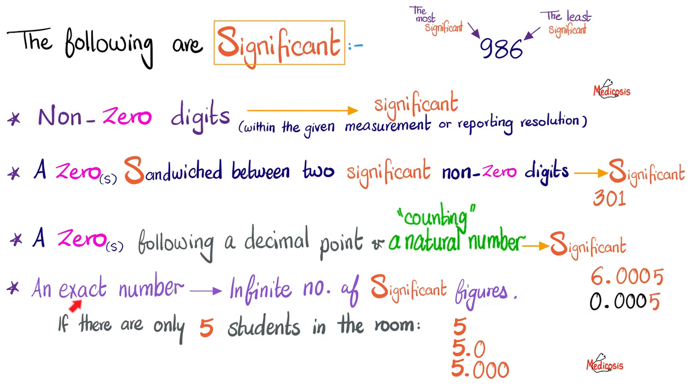Another rule. An exact number has an infinite number of significant figures. For example, if I know for a fact that there are only 5 students in the room, then 5, if written like this, is significant. If it's written like this, we have 2 significant figures. If it's written like this, we have 3 significant figures. You can add zeros to infinity. It will have an infinite number of significant figures.